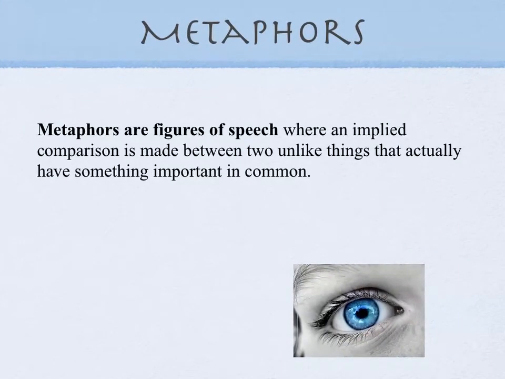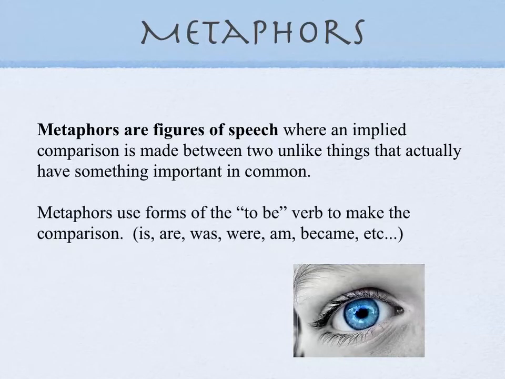The next one we'll talk about is metaphors. Metaphors are figures of speech where an implied comparison is made between two unlike things that actually have something important in common. Metaphors use forms of the to be verb to make the comparison. To be verbs are verbs such as is, are, was, were, am, and became.